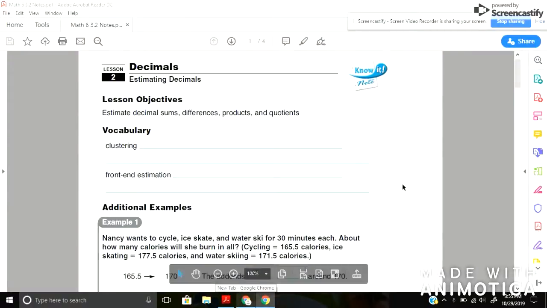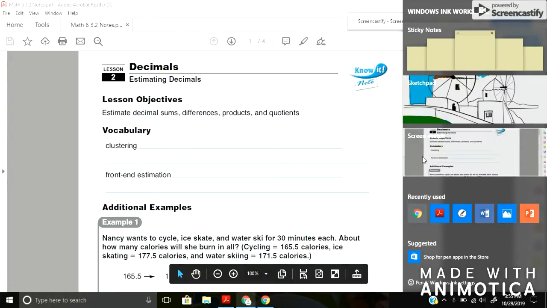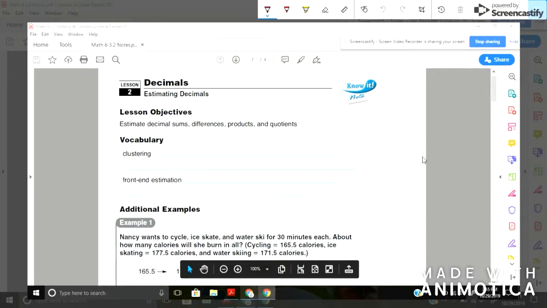Hey, sixth grade. Today we're moving on to lesson 2 in chapter 3, and our lesson today will be on estimating decimals. Estimating is a super useful tool to have in your math tool belt. It really lets you just get close, and a lot of times in real life, that's all you need is an estimate. So this is a great tool to be able to use outside of class as well.